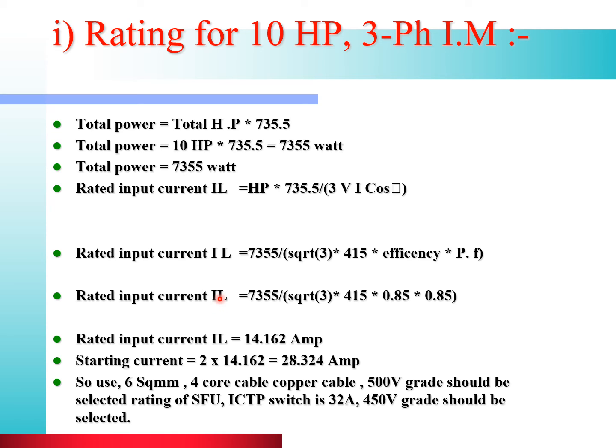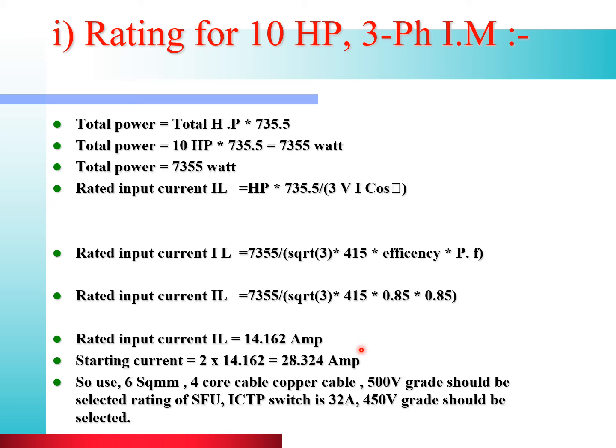If the efficiency and power factor are not given, then you have to assume the efficiency and the power factor. From that you have to calculate the rated input current, and from the rated input current, you have to calculate the starting current, which is generally taken as 2 times the rated input current. So we will multiply the rated input current by 2, you will get the current 28.324 ampere.